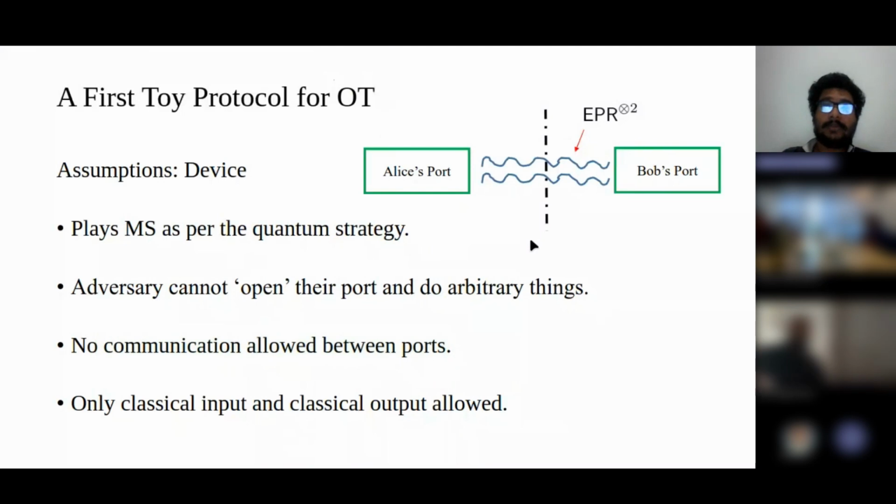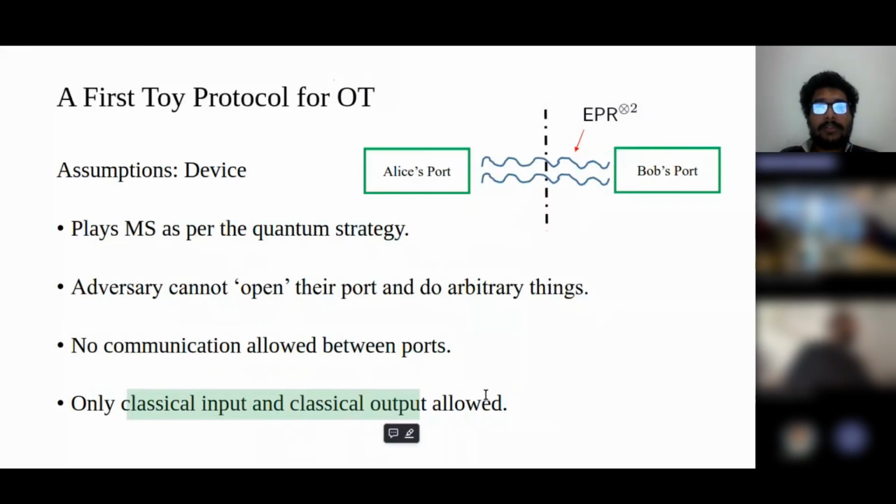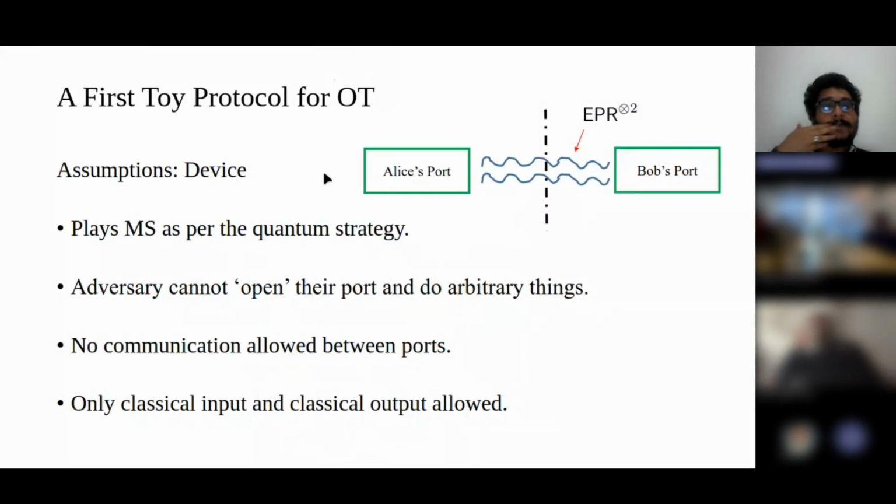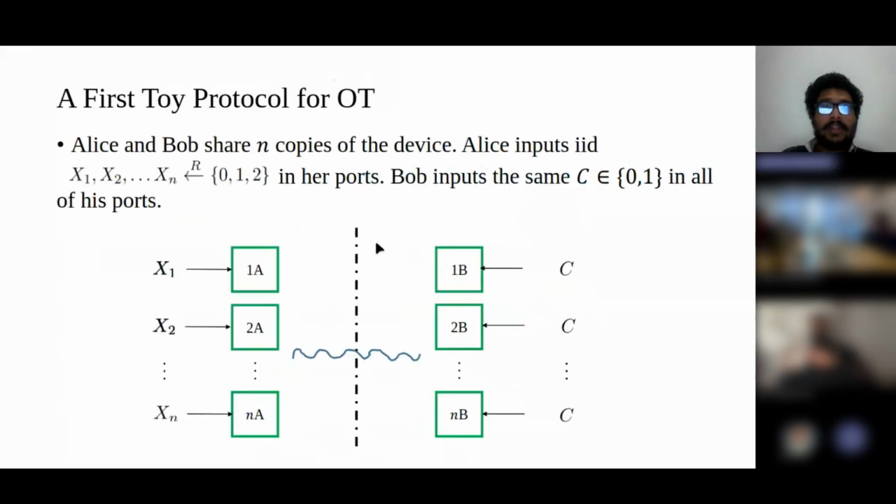And this is important because we are playing the magic square game. If you allow communication, then the whole structure of magic square kind of collapses. It doesn't make sense anymore. Okay. And one more assumption, which I'm not going to go into, that only classical inputs and classical outputs are allowed. But this assumption is kind of subsumed by the assumption that the ports cannot be opened. Okay. But I'm only making these assumptions because this is our first toy protocol. Okay. Now, given these assumptions, let's design a protocol for OT.